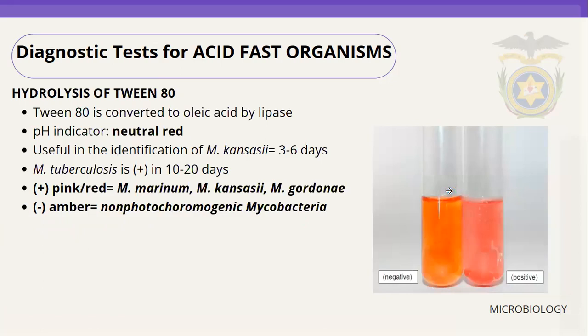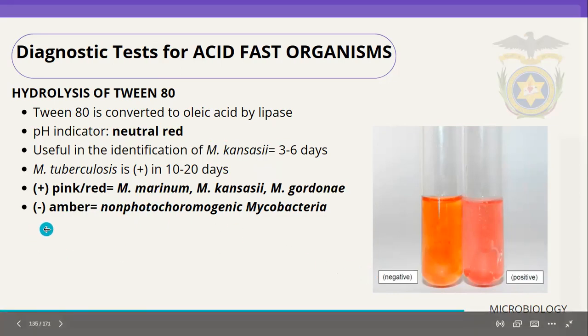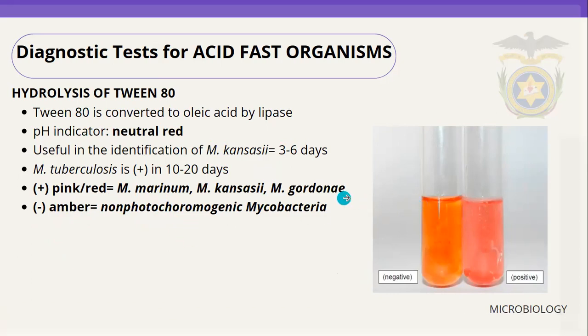And our next test is our hydrolysis of Tween 80. So always remember that Tween 80 is converted to oleic acid by lipase. So the pH indicator here is our neutral red. And this test is useful in the identification of Mycobacterium kansasii, which can grow in 3 to 6 days. And Mycobacterium tuberculosis is positive in 10 to 20 days. So the positive color here is pink or red, which can be seen on Mycobacterium marinum, Mycobacterium kansasii, and Mycobacterium gordonae. And the negative result here is amber, and it's for non-photochromogenic mycobacteria.